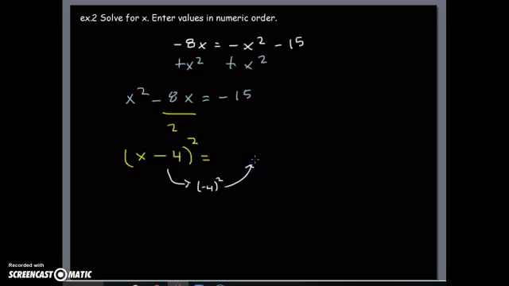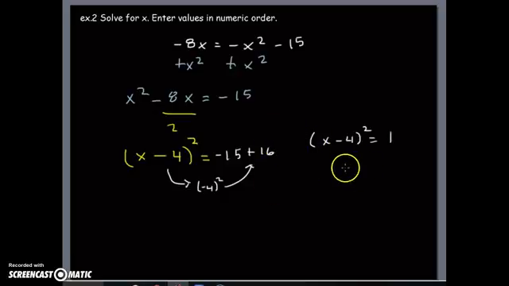now we go ahead and square negative 4 and add it to the other side. So plus 16. And we've got this negative 15. Now we can simplify this equation. Negative 15 plus 16 is a positive 1. So we've got x minus 4 squared equals 1.